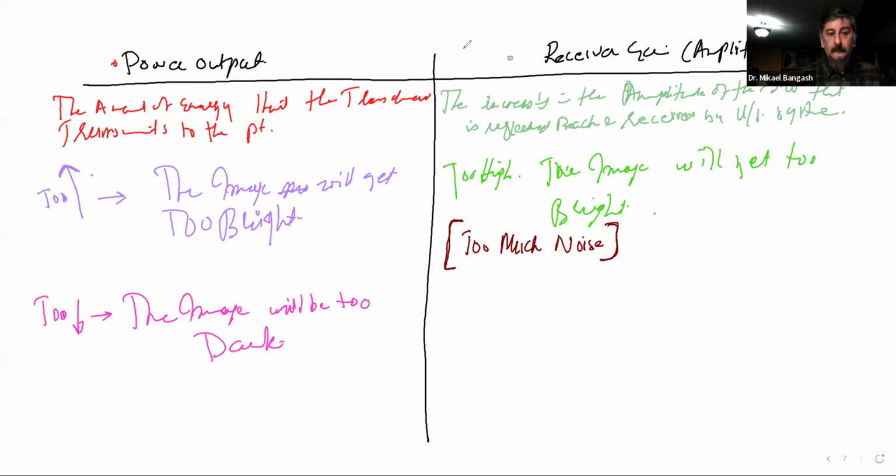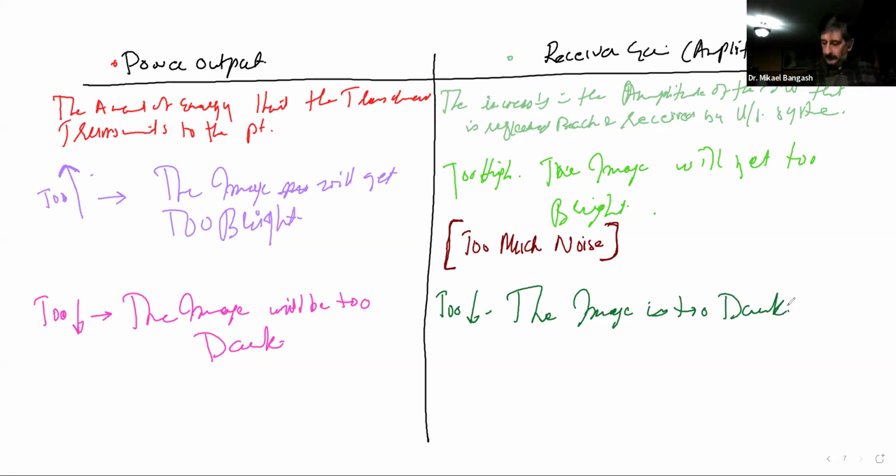Likewise, guys, if our amplification or receiver gain, as we call it, is too low, that as well is going to lead to the image being too dark. Did you guys get that?